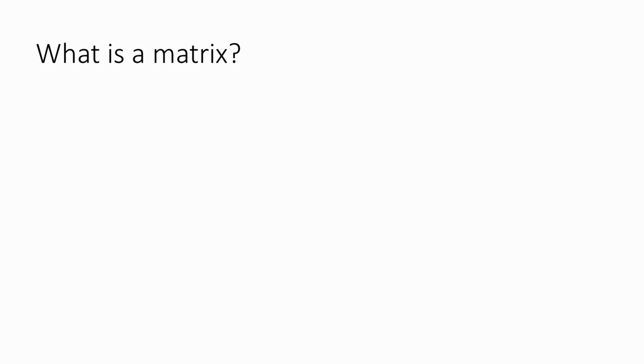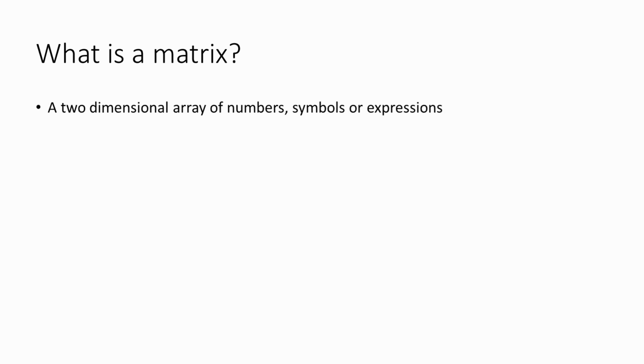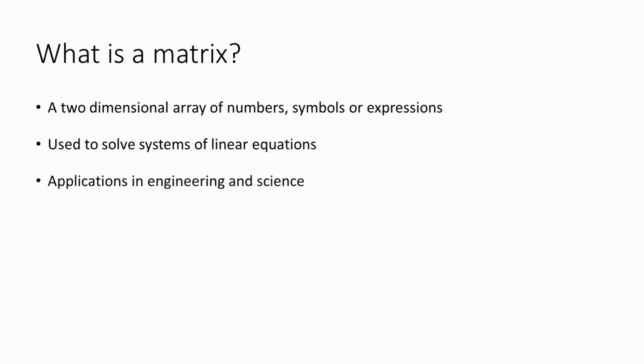The word matrix is derived from the Latin word mater, meaning pregnant mother or womb. A matrix in the mathematical sense is a rectangular or square, two-dimensional array of numbers, symbols, or expressions. Matrices have been around since the 1800s and were first used to solve systems of linear equations. These days, matrices and matrix operations have wide-ranging engineering and scientific applications.